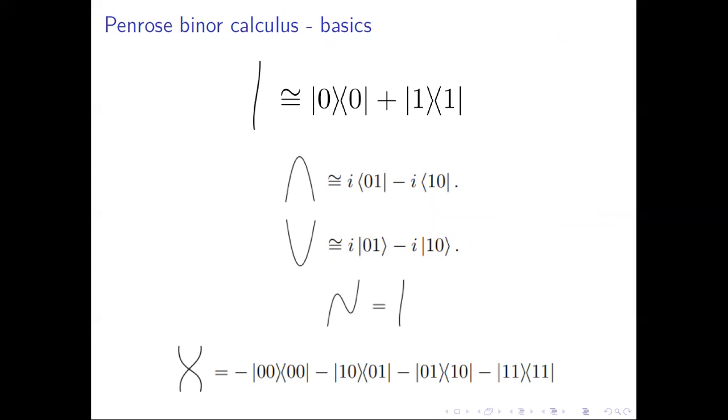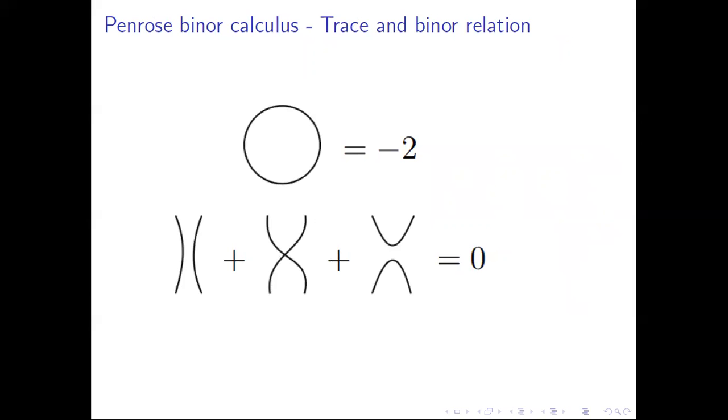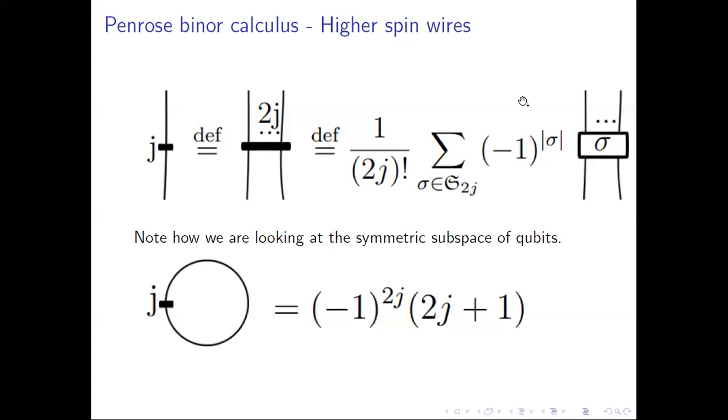It looks like the sort of cups and caps you're used to, with some variations and some eyes in some strange places. But already you can probably imagine these are going to be the wires you're used to with some rotations on them. It's also got some trace properties and something called the binor relation, which some of you may be familiar with. Now, when you have spin half wires, like the ones we just saw in the previous, there's only single state Dirac input and output.